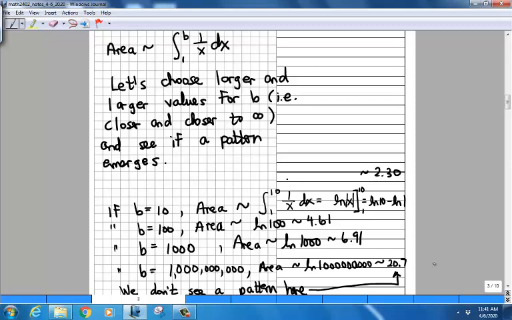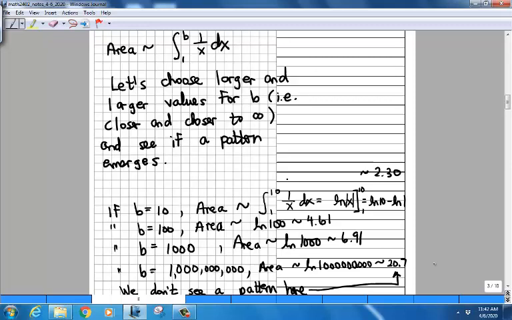Of course, there's no reason to stop at 100. We can pick larger and larger values for b. These definite integrals are easy to evaluate, so let's see if we see a pattern, if these area values start to converge. If we start seeing a pattern where they move to some specific value, then we'll have an idea of what the area under that curve would be all the way out to infinity. But if they don't converge, then maybe the area is infinite. So let's see what happens here.